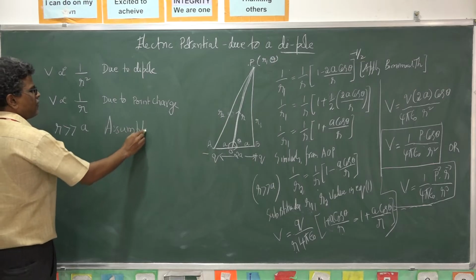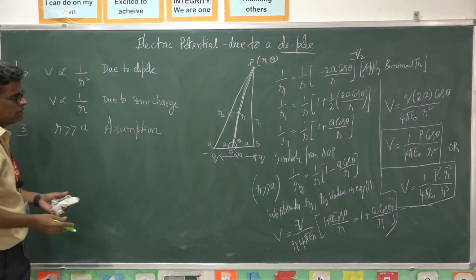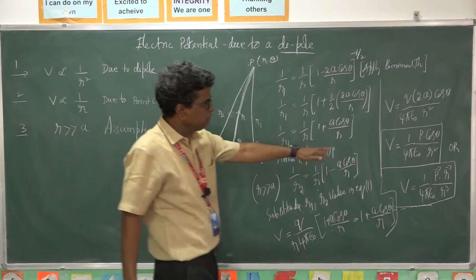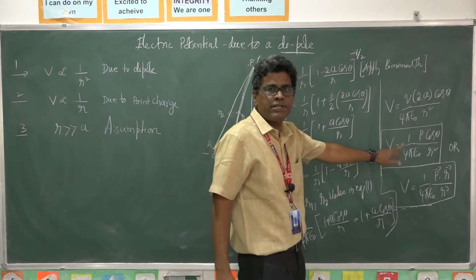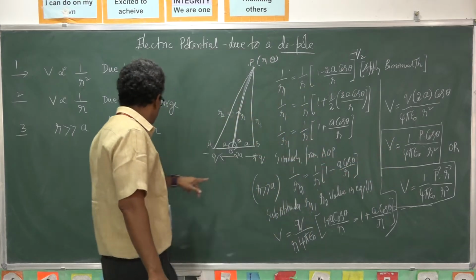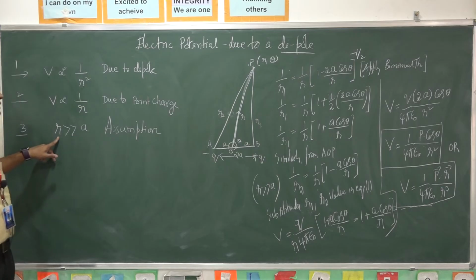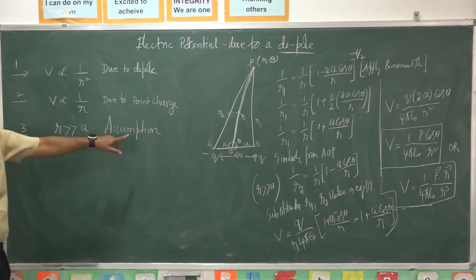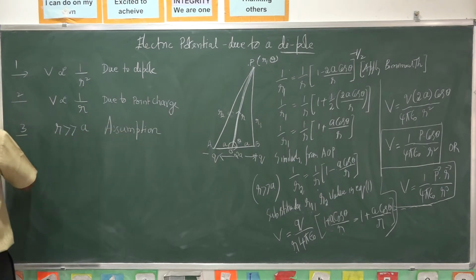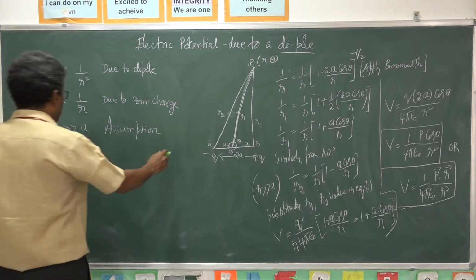Okay. What is the assumption? This equation is true when this assumption holds: R is very much greater than A. And the fourth point, on the axial line. So these are the points.